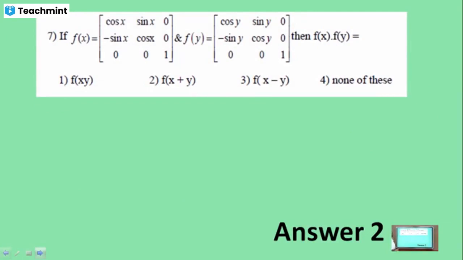As you are observing, if f of x equal to a matrix has been given, f of y is also a matrix given. F of x into f of y equal to what? Directly I have given the answer as 2.